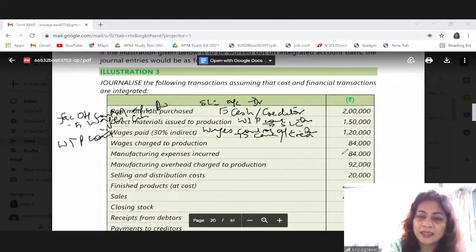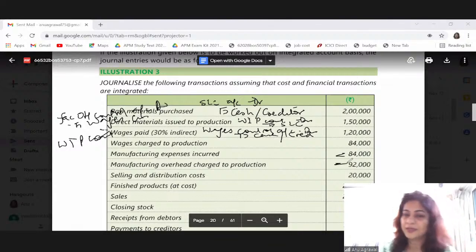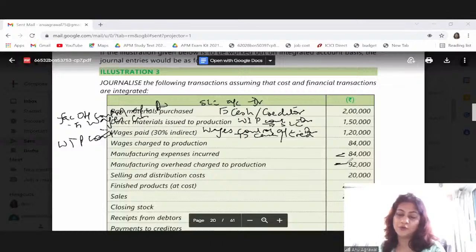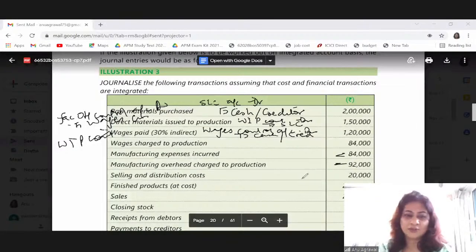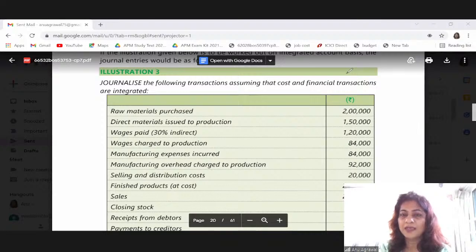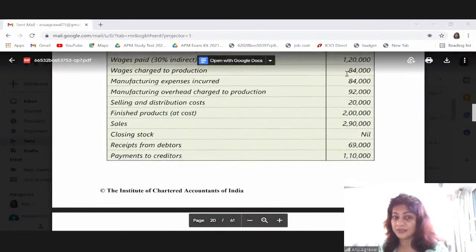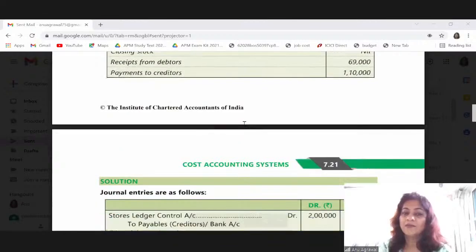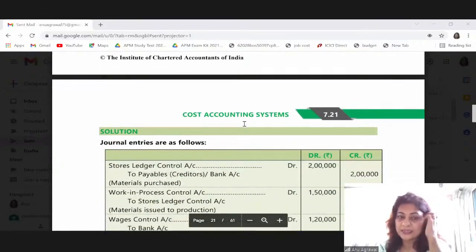Look at it, incurred is 84, absorption is 92. That means it is a situation of over absorption. We may do the over and under absorption, close it. If there is no opening balance, you can debit or credit directly to costing P&L account, as I told you. Same goes in for selling and distribution expenses. So I hope everybody's clear. There is no difference between integrated and non-integrated as far as the internal entries are concerned. Difference arises only when there is a finance item.